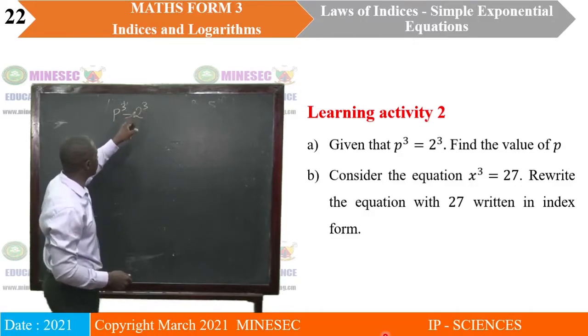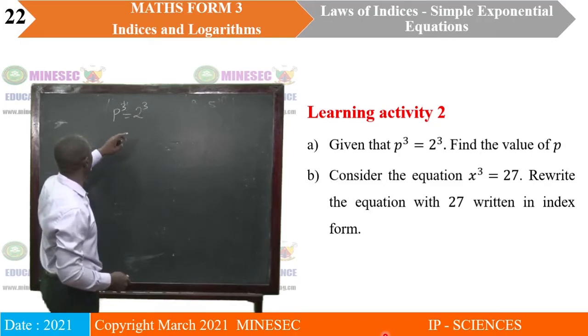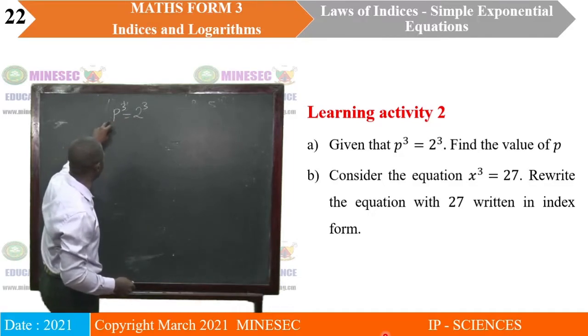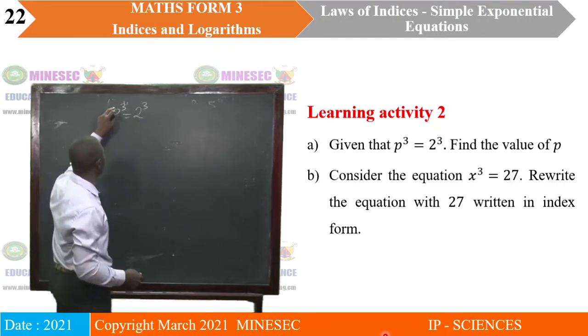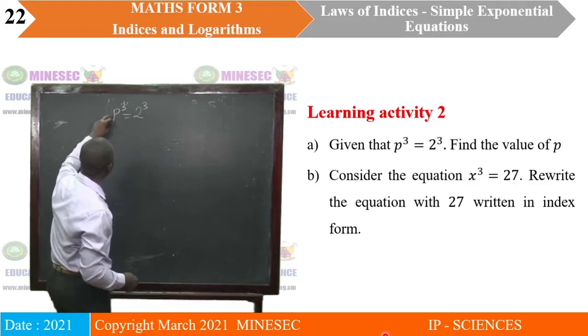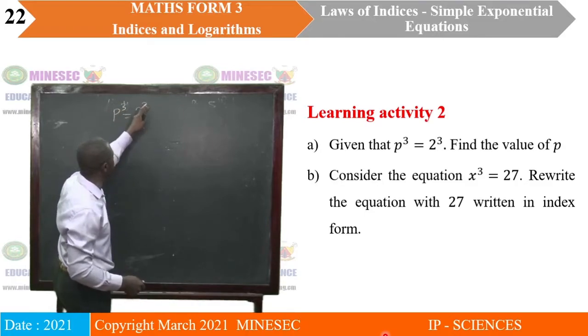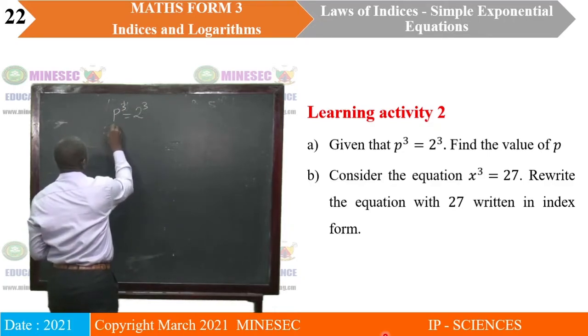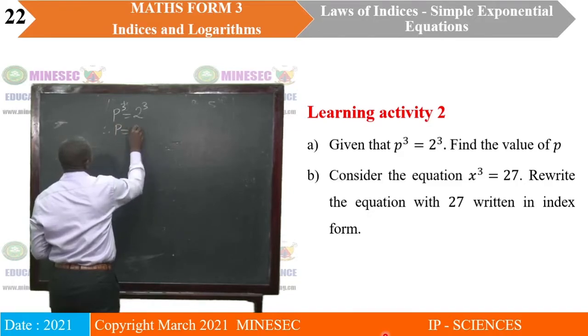So like in the first case that we saw, the first activity, we were dealing with cases in which the bases were the same. And we said if the bases are the same, and the two numbers are equal, then the powers will also be equal. But in this case, we have the powers being equal. So if the powers are equal and the numbers are also equal, then the bases will automatically be equal. Therefore, we'll say p is equal to 2.